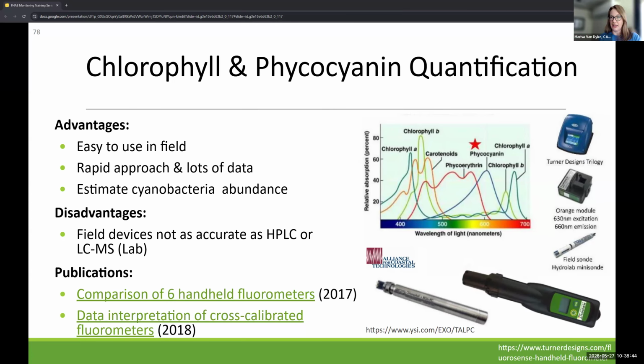These pigments can be analyzed with handheld field instruments. There's a couple of these on the slide to give you an idea. They also can be attached to field sondes, and that's in the middle image. There are some benefits: they're really easy to use. You can take them out there and get your data right away. However, they're not as accurate as measuring pigments in a laboratory.